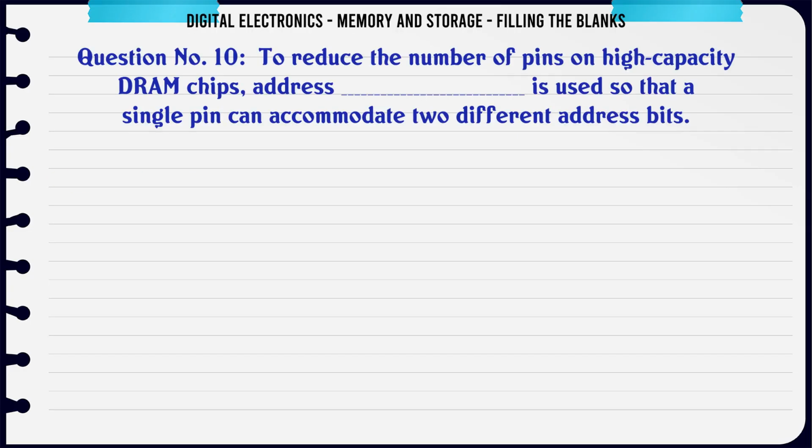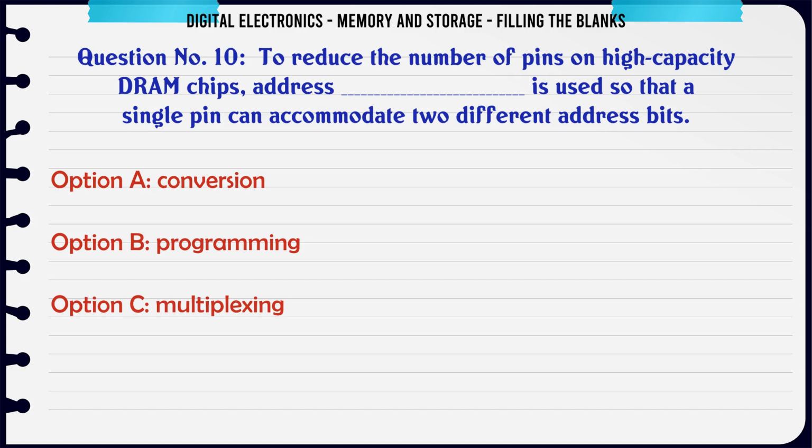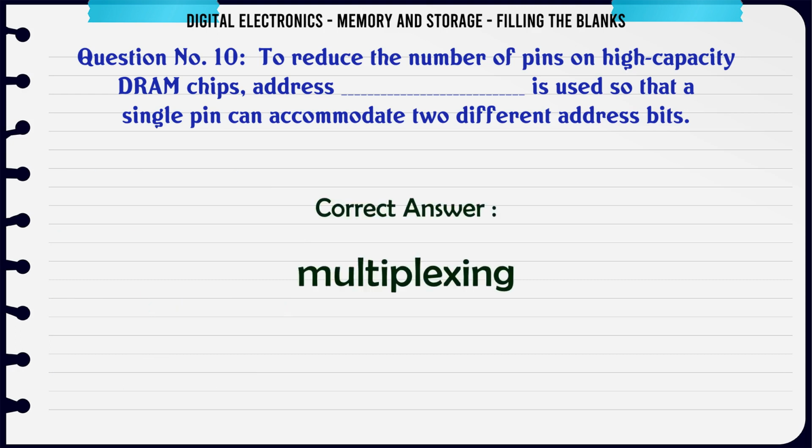To reduce the number of pins on high-capacity DRAM chips, address is used so that a single pin can accommodate two different address bits. A. Conversion. B. Programming. C. Multiplexing. D. Firmware. The correct answer is multiplexing.